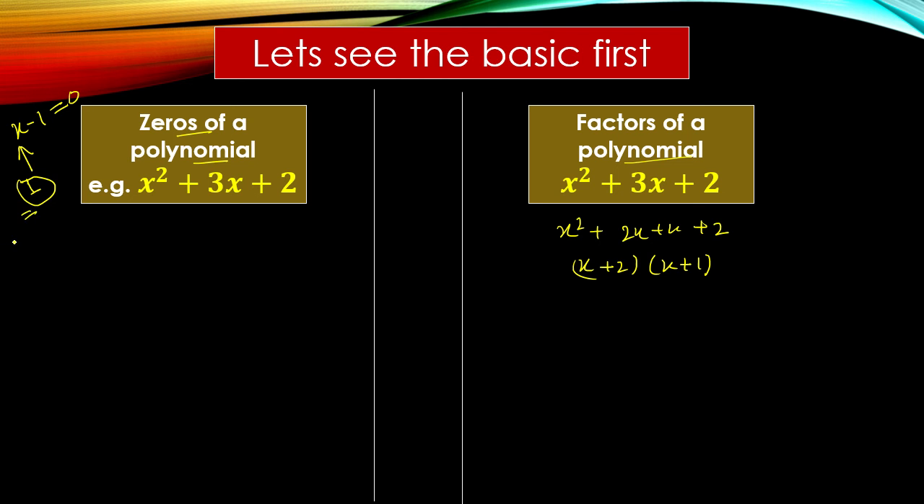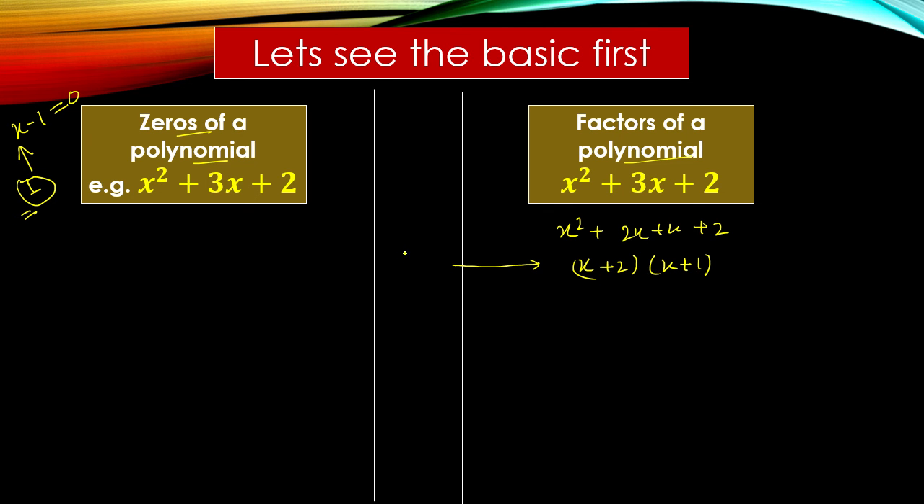Here the polynomial is x square plus 3x plus 2. What numbers can we put in the polynomial, anywhere? Suppose I am putting a number here. These are also the factors of the polynomial, so if we multiply, we will get the polynomial again. So we can put the numbers here also.